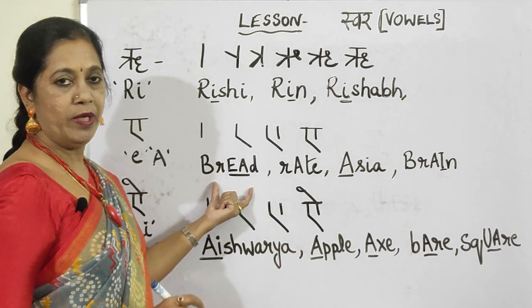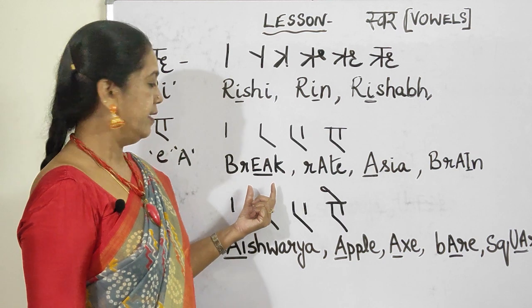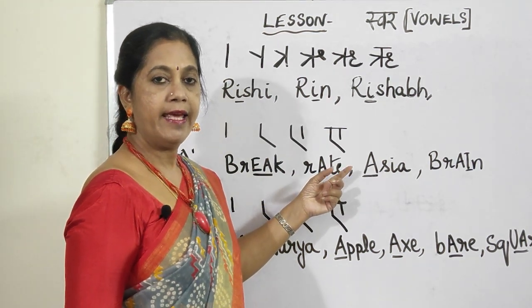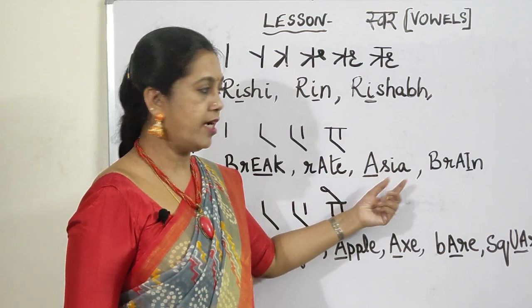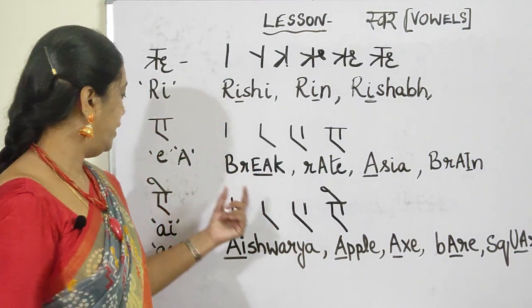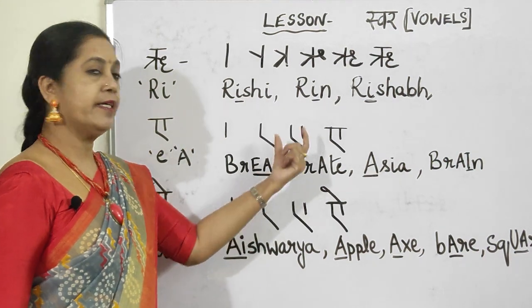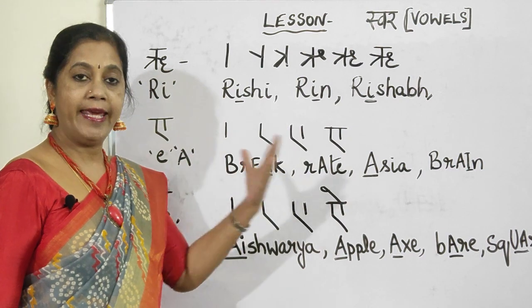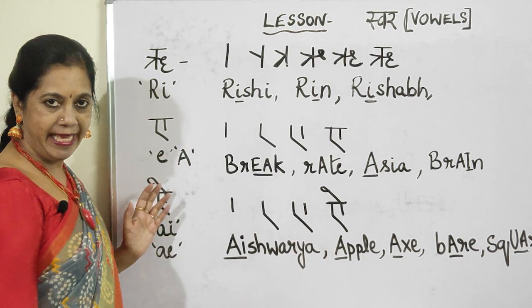Now let me go with the words. This is break, break, A. Rate, rate, A. Asia, A. Brain, brain, A. Now you saw the sounds. For A, I have given break, rate, Asia, brain. So all are A, A, A, A. Okay? So now this is A.